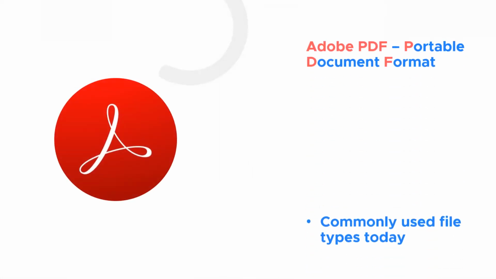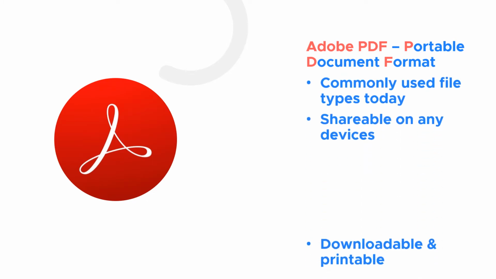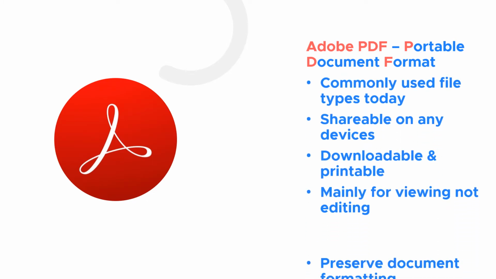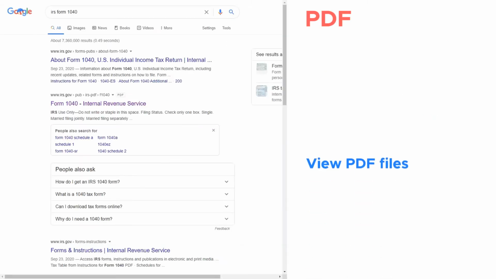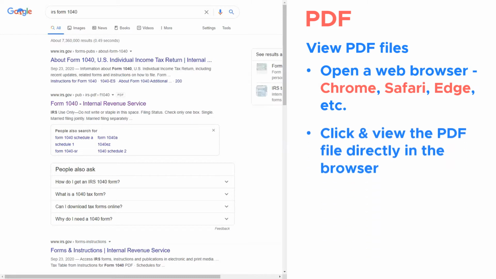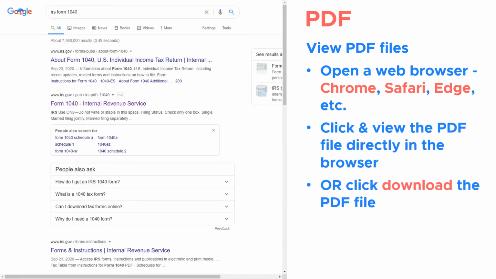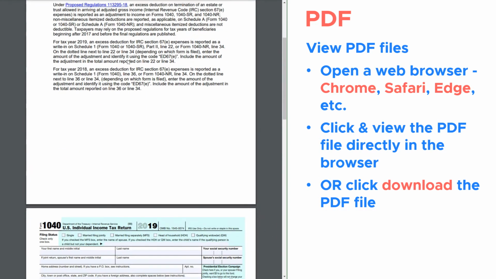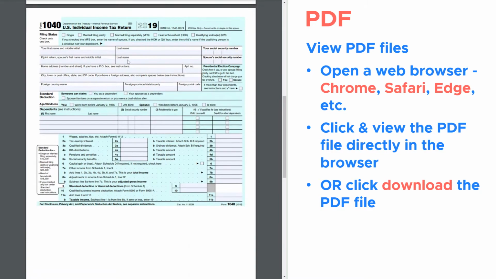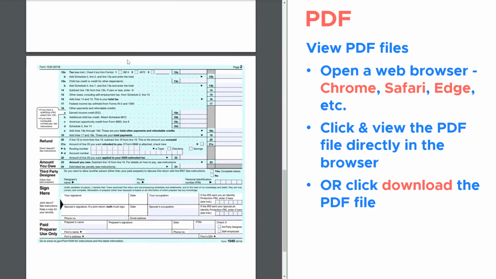Adobe PDF stands for Portable Document Format. It is commonly used today, shareable on any device, also downloadable and printable, mainly for viewing, not editing, and preserves document formatting. To view a PDF file, open a web browser like Chrome, Safari, or Edge. Click and view the PDF file directly in the browser, or click Download to save the PDF file.